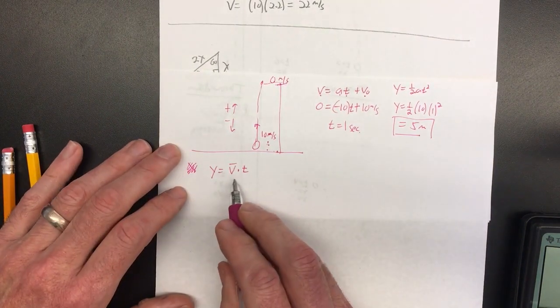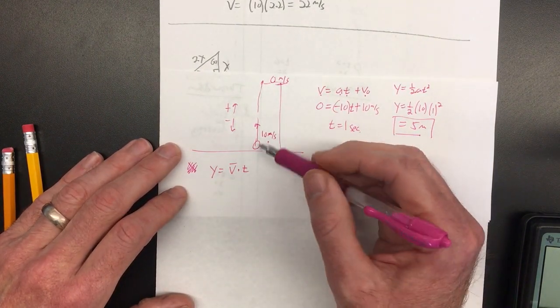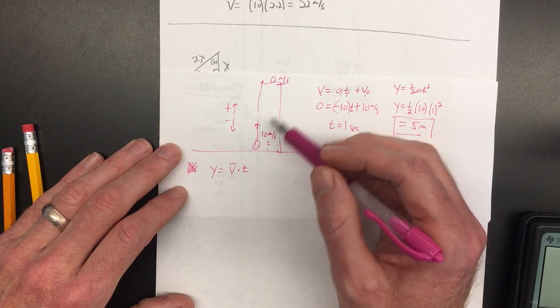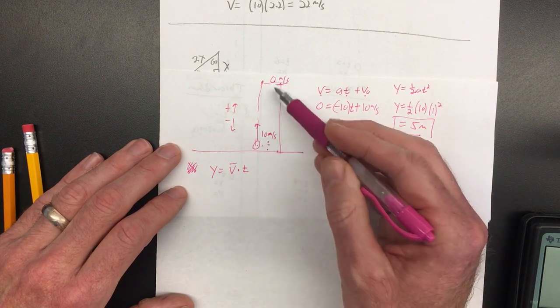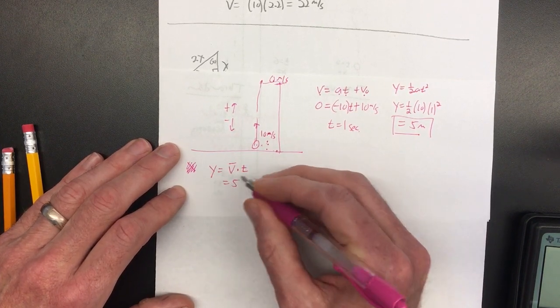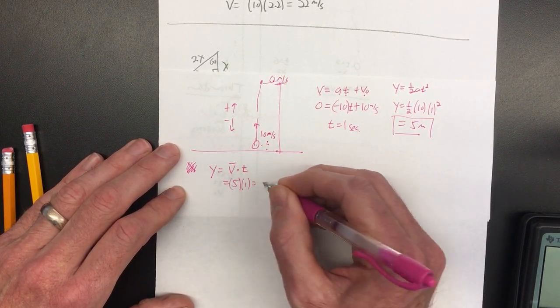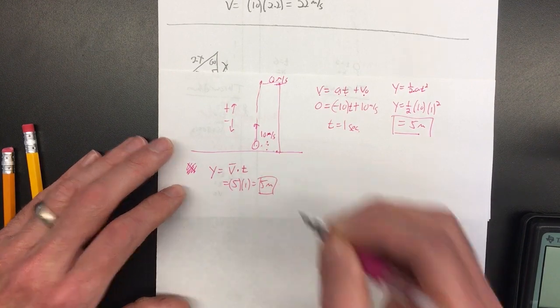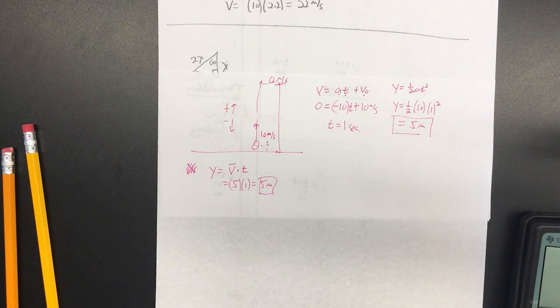You could also use this one, average velocity times time. The average velocity between 10 and 0 is 5: 10 plus 0 divided by 2. So this is going to give me 5 meters per second times 1 second, which also gives me 5 meters. And that's great. So it all works out. So that was problem 4, which was finding the maximum height.